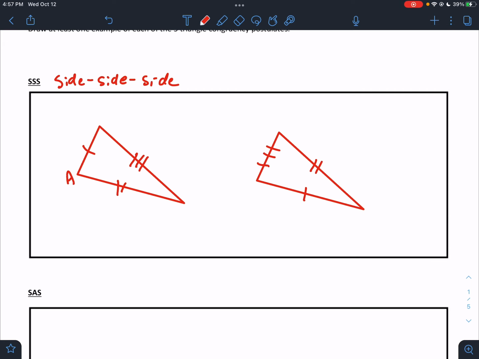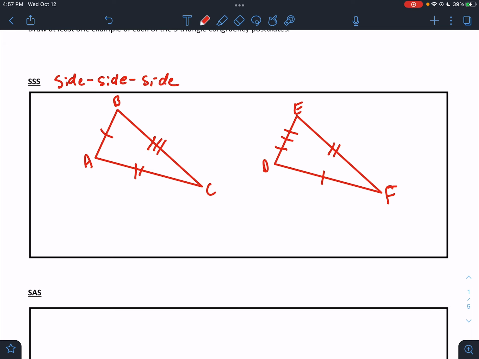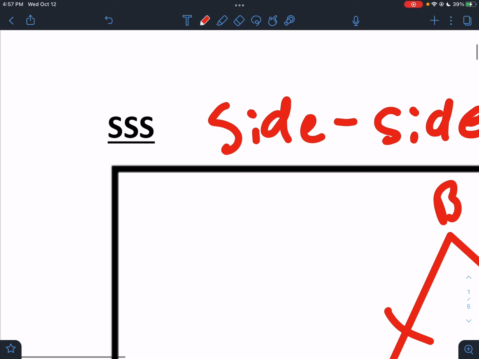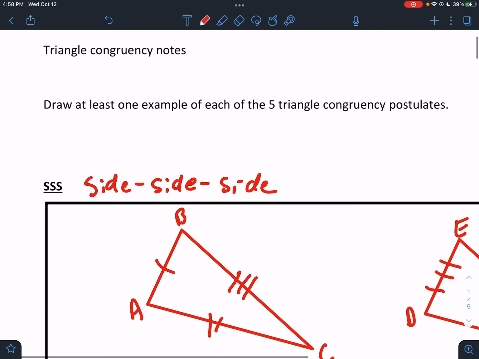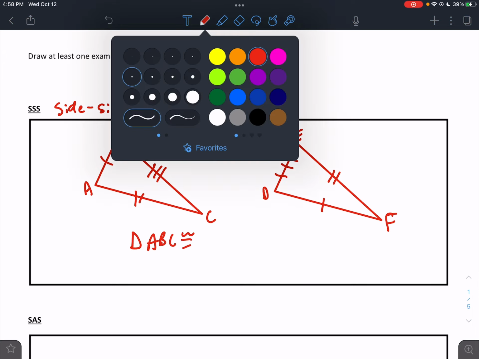So if I call this triangle ABC, call this triangle DEF, those are congruent triangles. How do I know? Because all 3 sides have a match. This is the SSS triangle postulate. And what it says is if 3 sides of one triangle are congruent to 3 sides of a second triangle, then the 2 triangles are congruent. So we know that triangle ABC is congruent, and this is another thing we have to be able to do. We have to be able to write congruency statements.